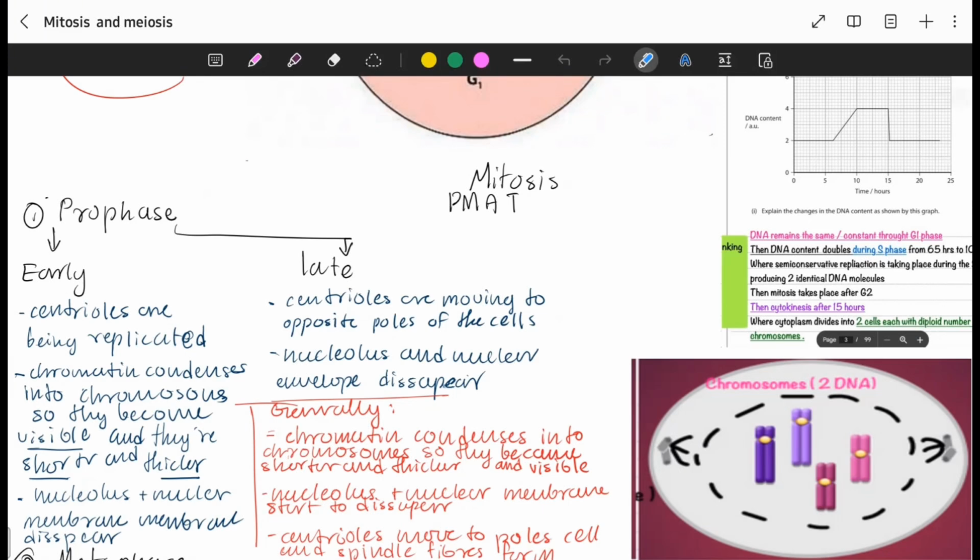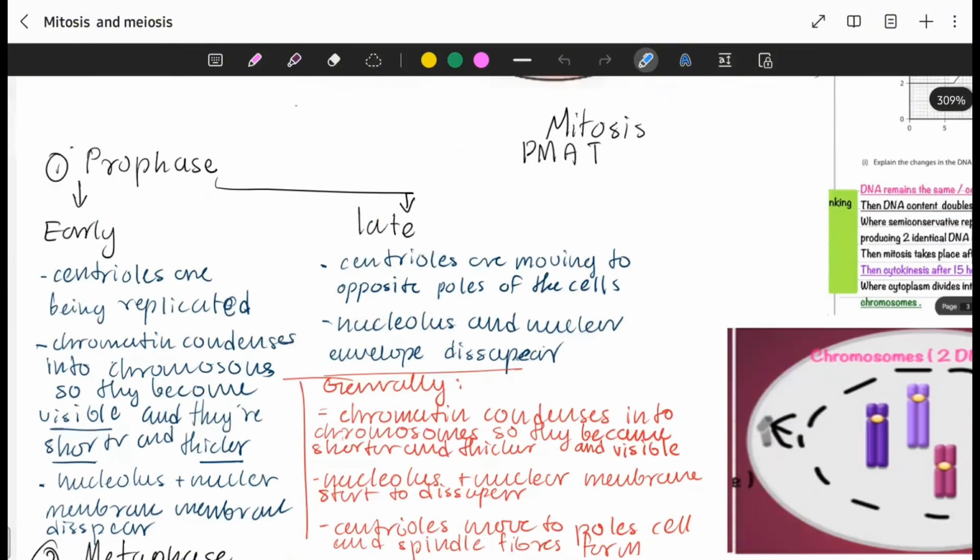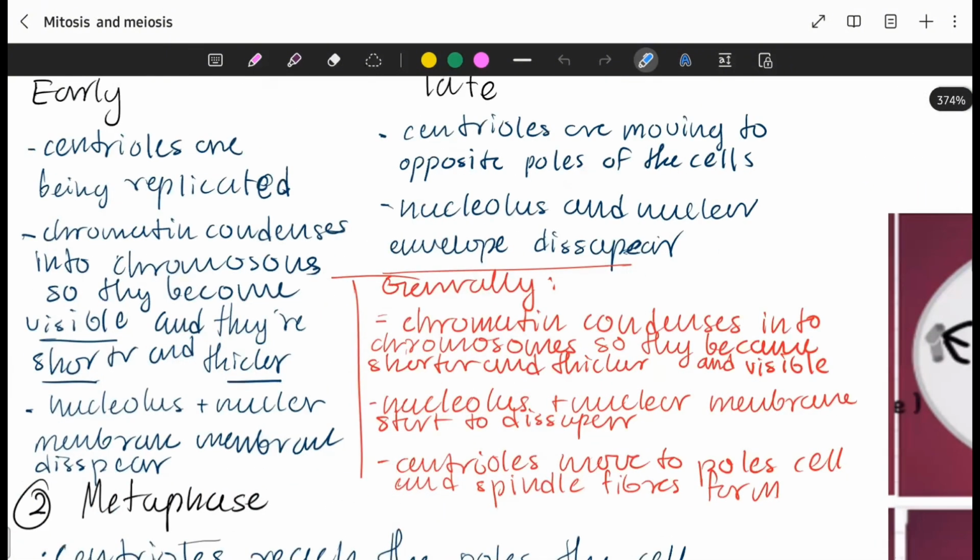In early prophase, the centrioles are replicated. The chromatin will condense into chromosomes here. Remember, as Rakshit asked, it was usually chromatin, but during cell division it becomes chromosomes, and they become visible, shorter and thicker. And the nucleolus and the nuclear membrane will all break down and disappear.